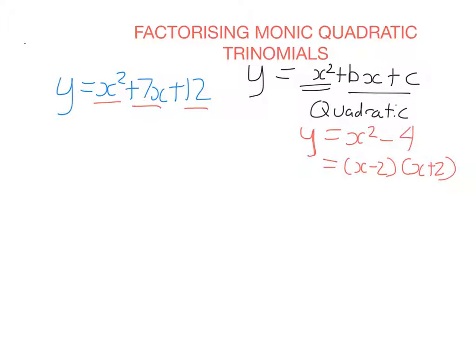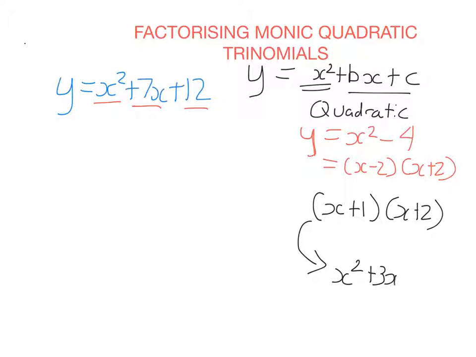So what we're going to do is we're going to use a bit of ingenuity, and we're going to sort of reverse what we're doing in FOIL. So remember, FOIL is expanding. So for expanding, I might start with something like this, and then I end up getting x squared plus 3x plus 2. If you don't believe me, just do FOIL on that. And remember, that's expanding. So for a lot of the questions you did involving FOIL, when you expand the brackets, you get a quadratic trinomial.